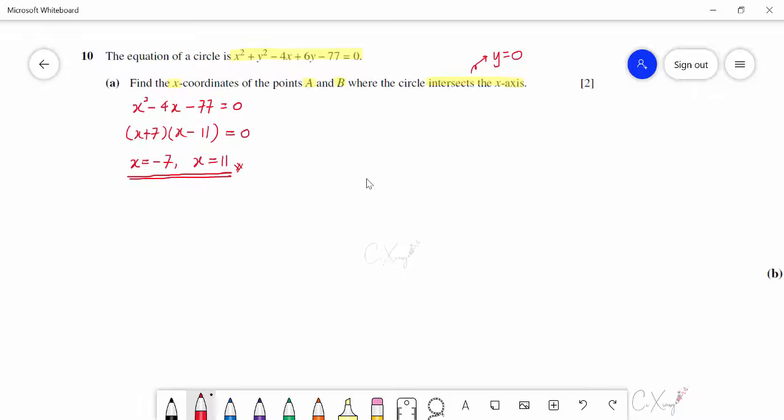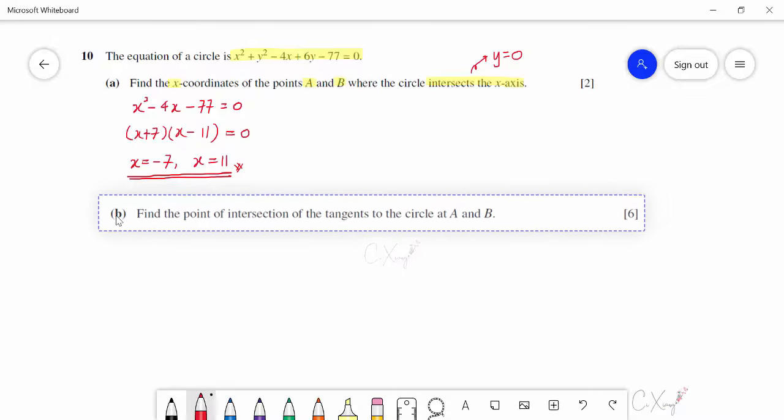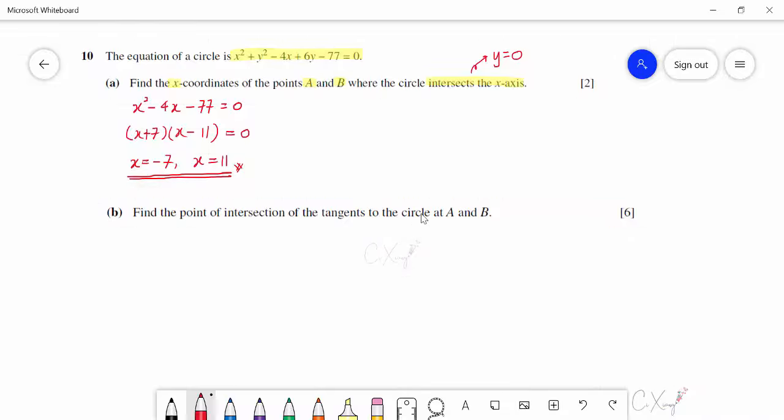Okay, then now let's continue to part B. For part B, they want us to find the point of intersection of the tangents to the circle at A and B. Just to recall first, for point A, I refer to it as -7 and 0. Then for point B, the coordinate will be 11 and 0. These two coordinates are the ones we got from part A. We solved it just now, right?